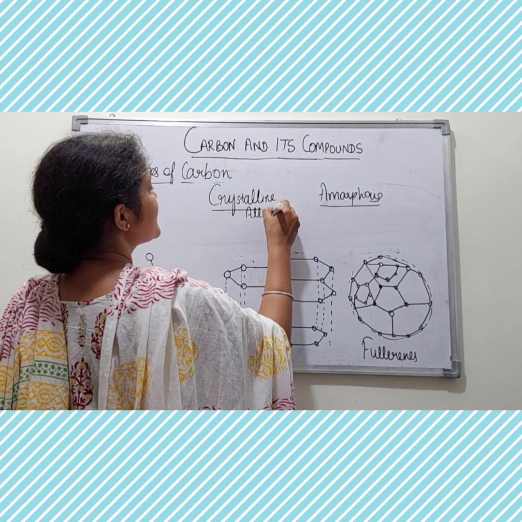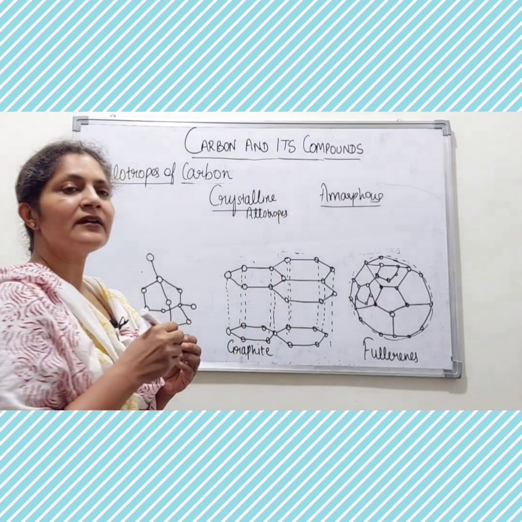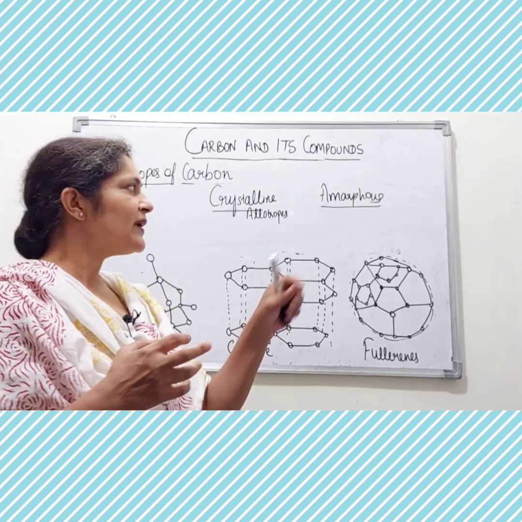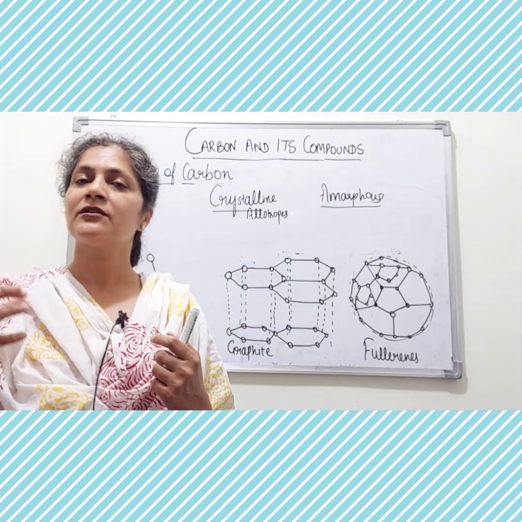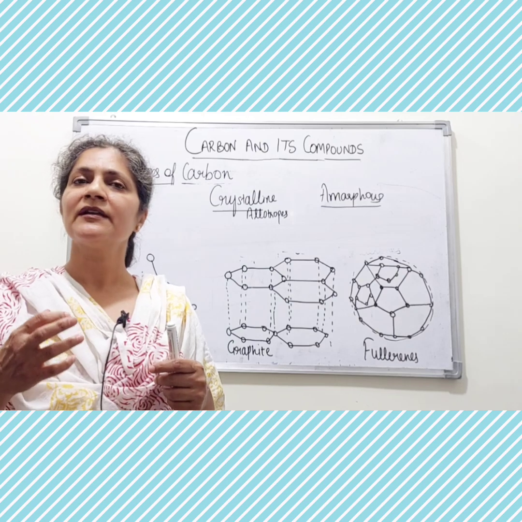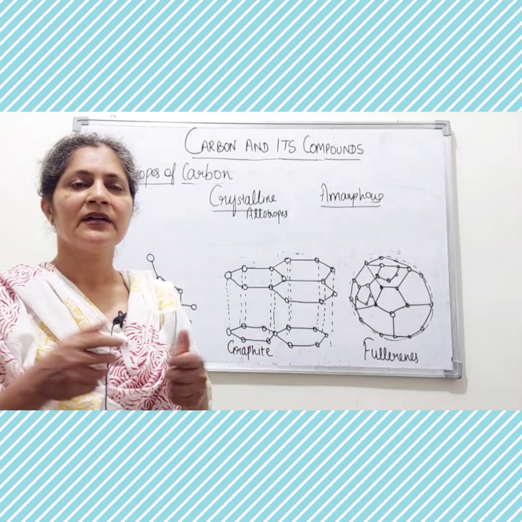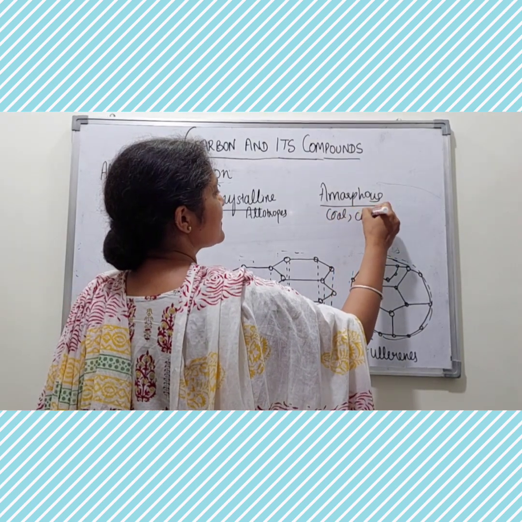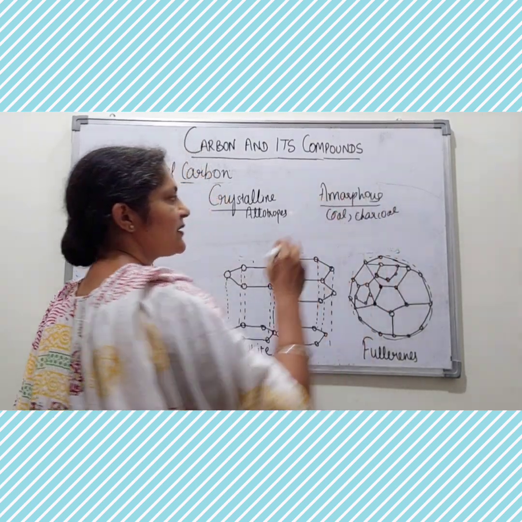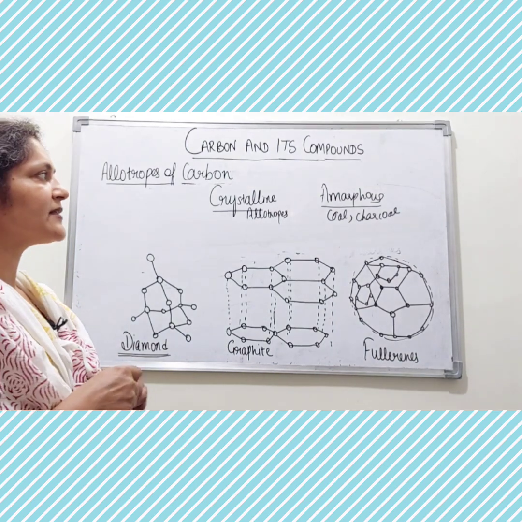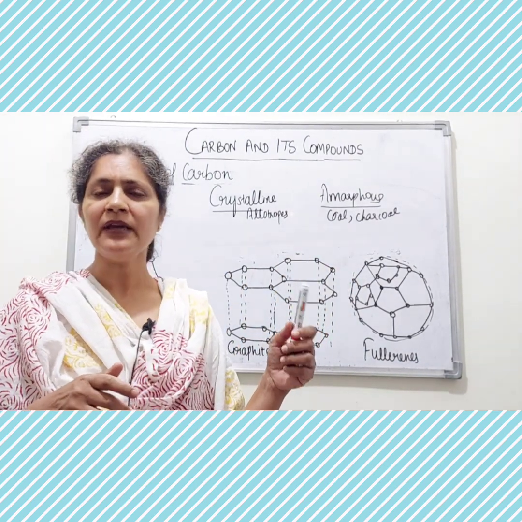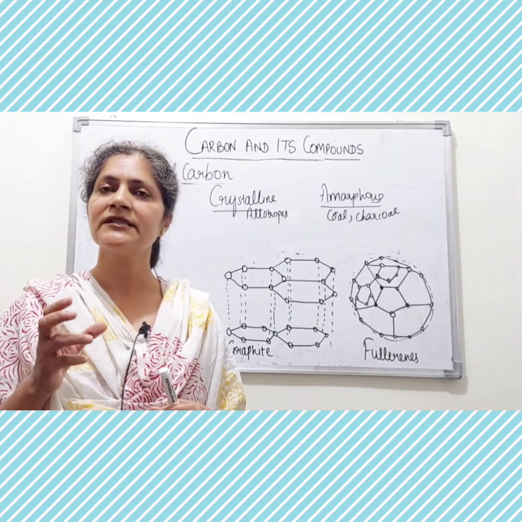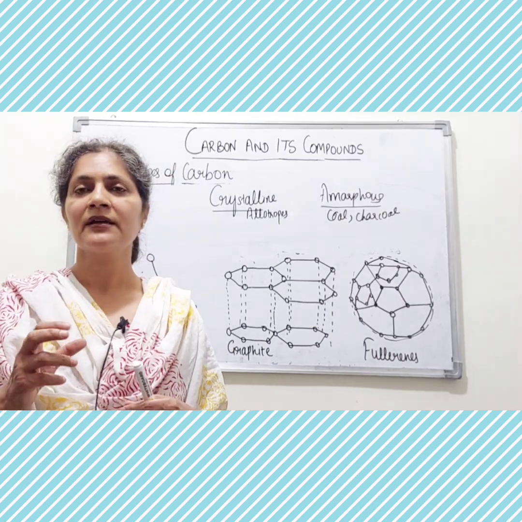Crystalline allotropes have a regular geometrical shape, but the amorphous allotropes don't have a geometrical shape. They exist in powdery form, like coal and charcoal. They don't have any geometrical shape, so they are known as the amorphous allotropes of carbon. Now students, in this lecture we will discuss the crystalline allotropes of carbon.